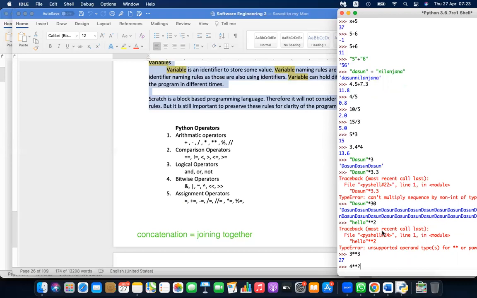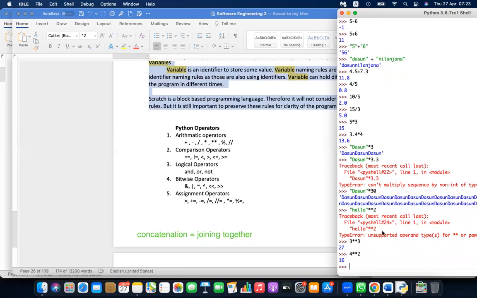4 to the power 2. 4 to the power 2 means 4 into 4 is 16. Okay, 2 to the power 5. What is the value?